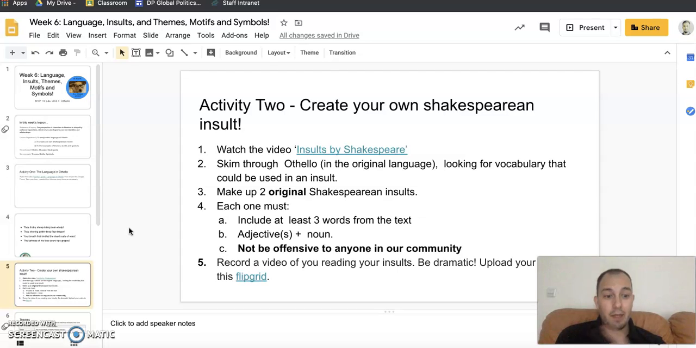So what you have to do is make up 2 original Shakespearean insults, and each one must include at least 3 words from the text, Old English. They generally follow the rule of adjectives with the noun last. If you have to ask what an adjective or a noun is, then yeah. And they're obviously going to be slightly offensive by nature, but not offensive to anyone in our community. I think you all know what is appropriate and what's not.